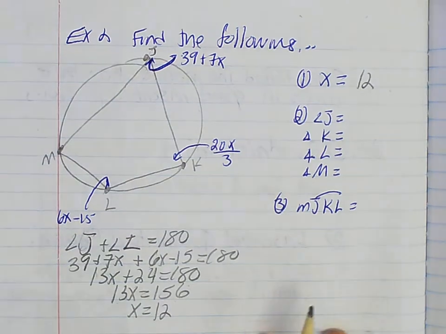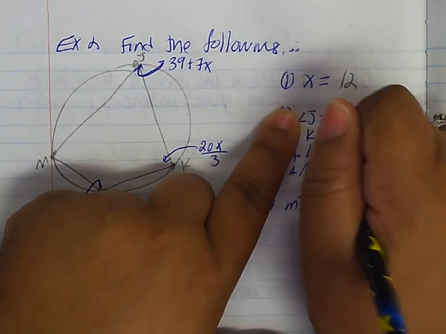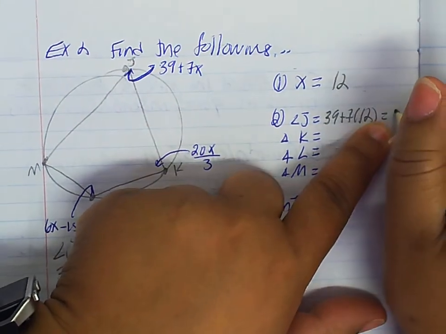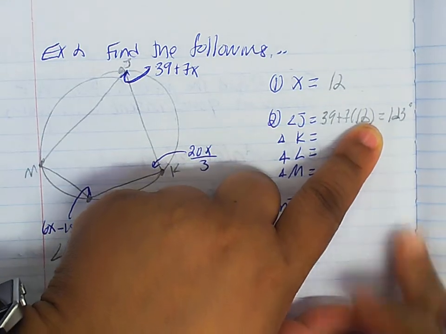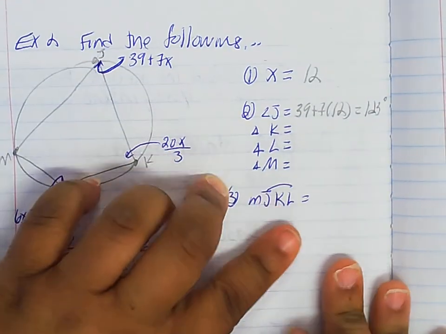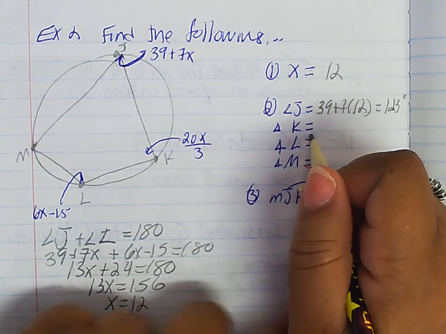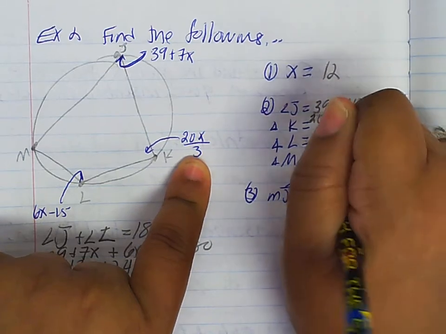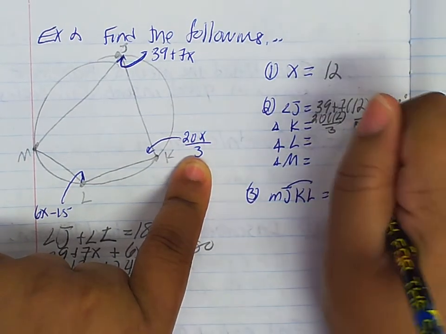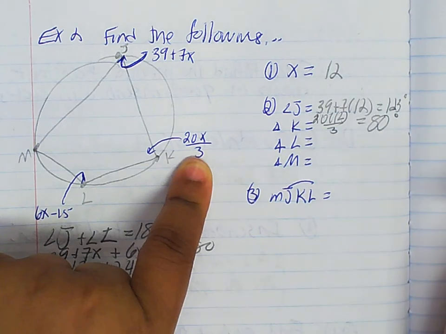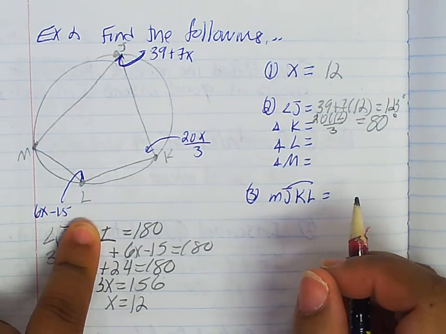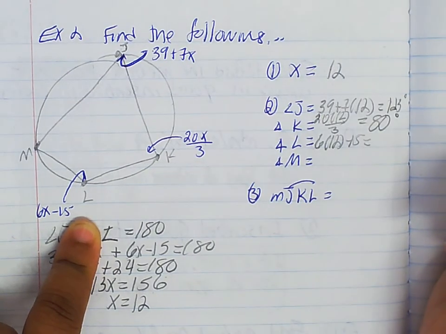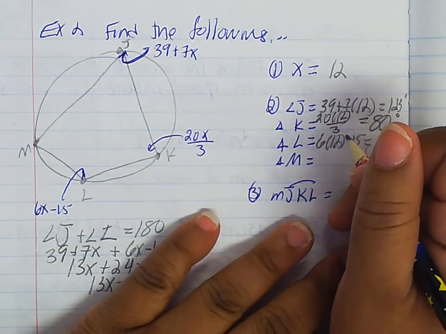So let's do angle J first. I have 39 plus 7 times 12. I don't know if I have enough room to get my answer. I think that turns out to be 123. Can you guys see that okay? Barely, it's right on the edge. Then for angle K, I have this expression as a fraction, so it'll be 20 times 12 all over 3. If you put that in your calculator or do it in your head, it turns out to be 80. You see I'm just plugging in the 12. Then angle L is 6 times 12 minus 15. Put that in the calculator or do mental math. It turns out to be, I think, 57.